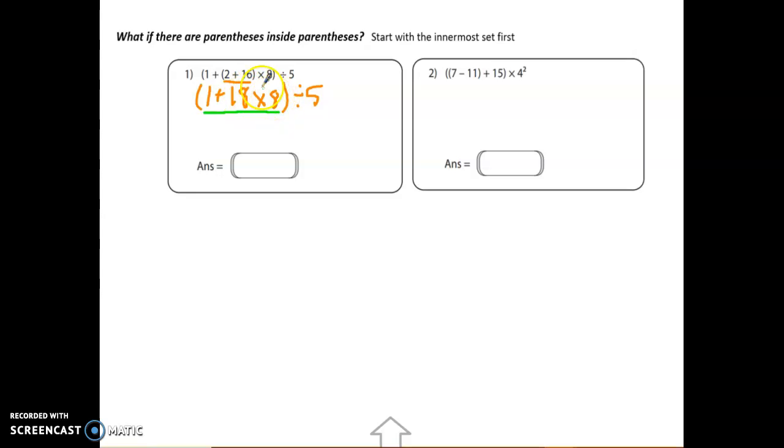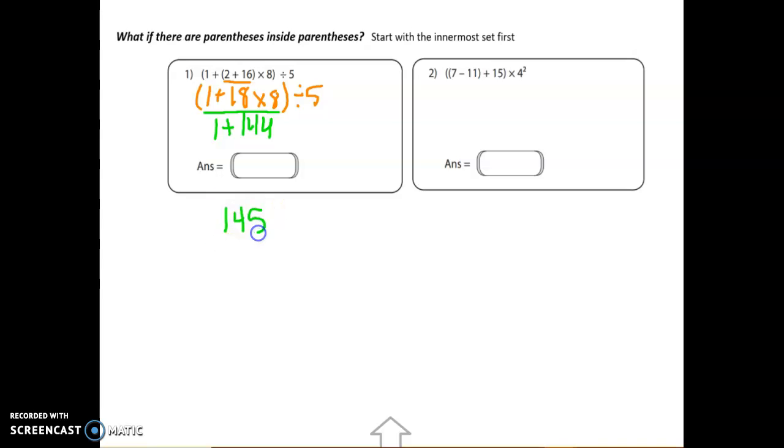Now, multiplication and addition are the operations that you see inside. According to order of operations, we would do multiplication first, and then we would add. So 18 times 8 is going to give you the value of 144. And then we're going to go ahead and add one more on, which gives us 145.